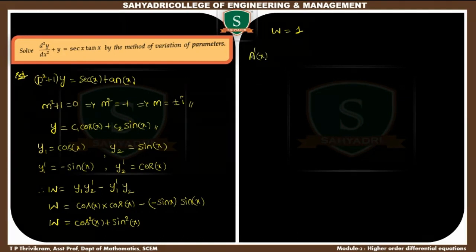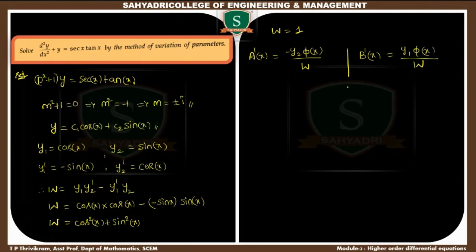A dash of x is equal to minus y2 phi of x divided by W. Similarly, b dash of x is equal to y1 phi of x divided by Wronskian. So now a dash of x is equal to minus y2, which is minus sin x, into secant x tan x, divided by Wronskian, which is 1. Similarly, b dash of x is equal to y1, cos x, into secant x tan x divided by 1.